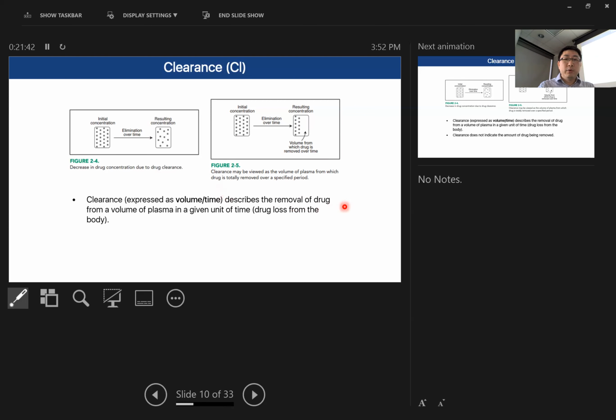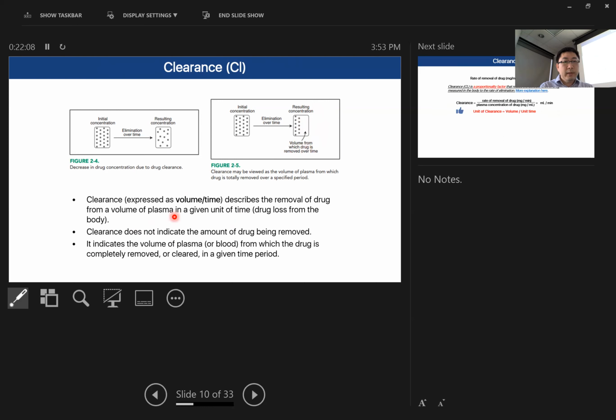Clearance describes the removal of drug from a volume of plasma in a given unit of time, right? Drug loss from the body. Clearance does not indicate the amount of drug being removed, because it doesn't tell you the concentration. Clearance only tells you the volume being removed. It indicates the volume of plasma from which drug is completely removed or cleared in a given time period. Okay. Good.